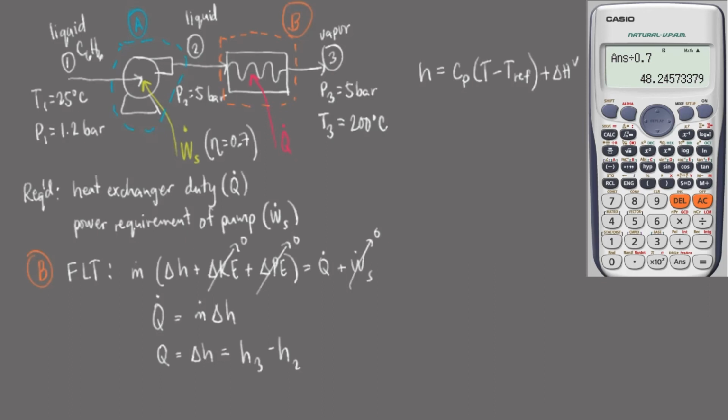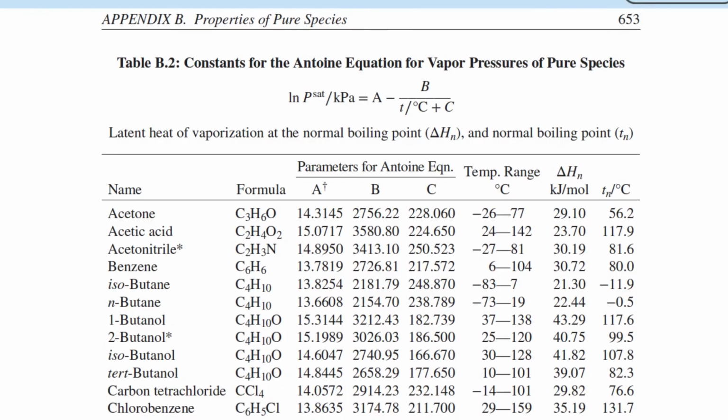For that, let us consult the book Introduction to Chemical Engineering Thermodynamics by Smith and Van Ness. This is Appendix B, Properties of Pure Species. In this table, we will see the constants for the Antoine equation for the determination of the vapor pressure of pure species.